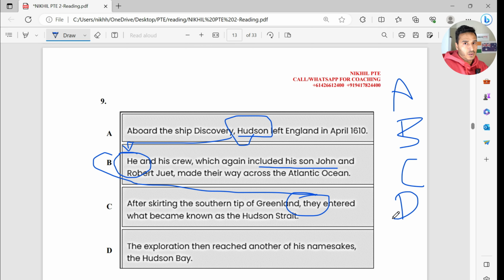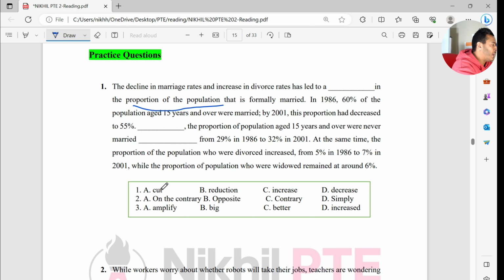Let's start reading and writing, fill in the blanks. Understand the situation. So we have to find the answer between cut, reduction, increase and decrease. The decline in marriage rates and increase in divorce rates has led to a dash in the proportion of the population. Cut, reduction, increase or decrease?